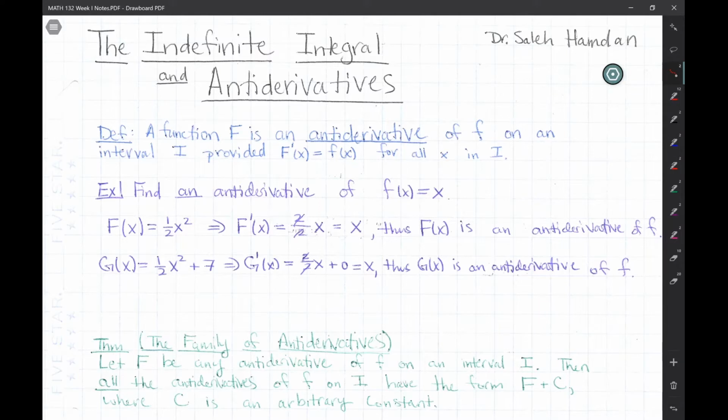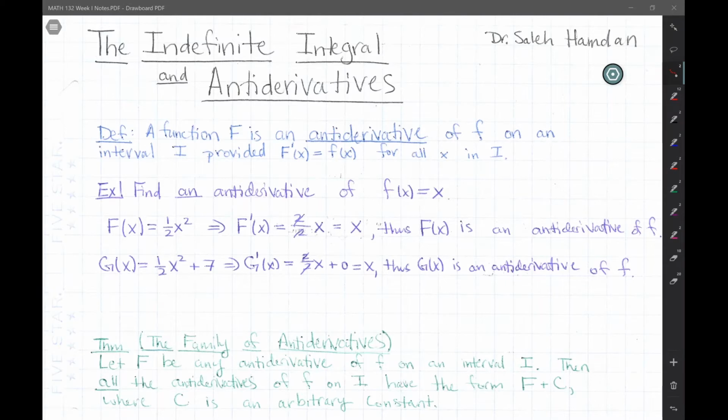So let's take a look at an example. We want to find an antiderivative of the function f of x equals x. So we're asking the question, what function do I need that when I take its derivative, I end up back with the function f of x equals x? Well, let's try this function here. Capital F is equal to 1/2 x squared. When you take its derivative, indeed you get back x, and hence capital F of x is an antiderivative of lowercase f.